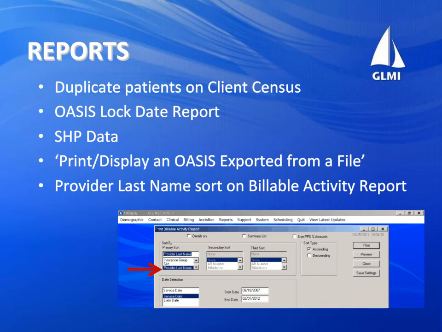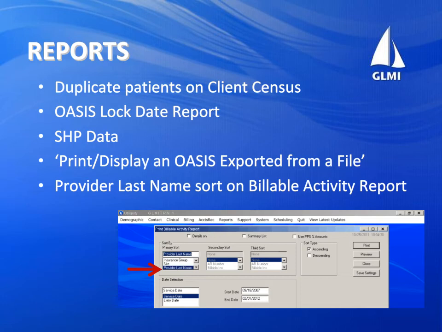There was an issue with the print display and OASIS exported from a file report. It was pulling OASIS B data for OASIS C clients. This report has now been updated and now displays current information for all clients.